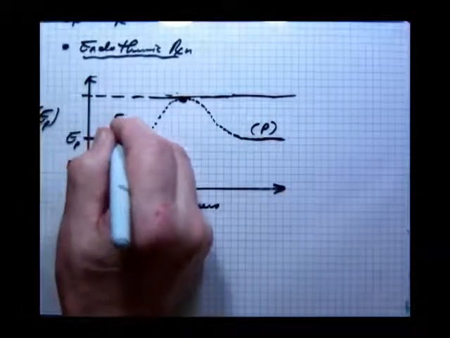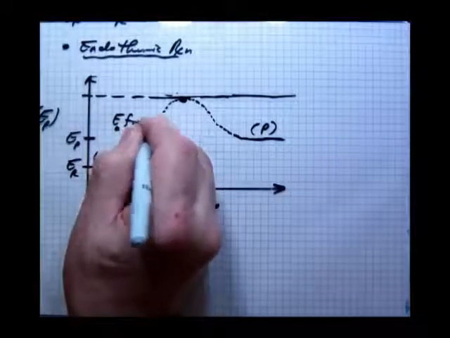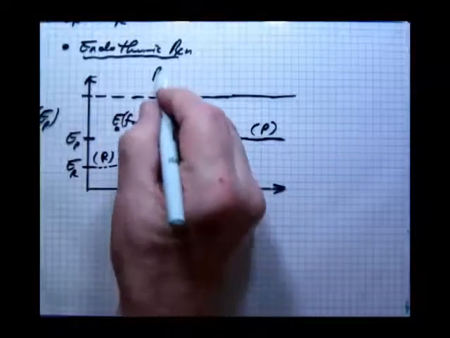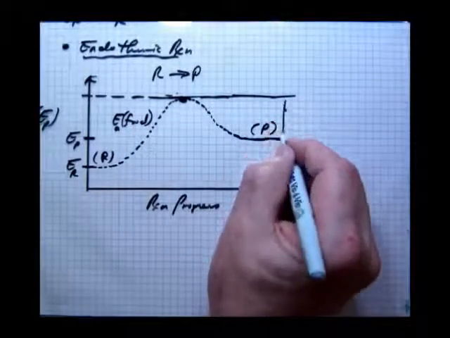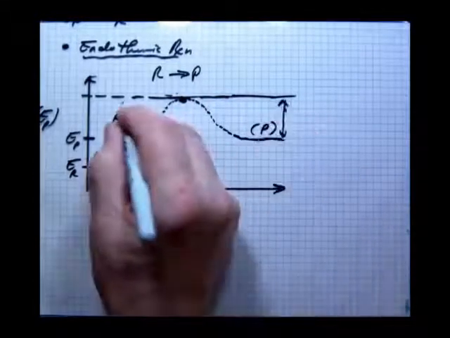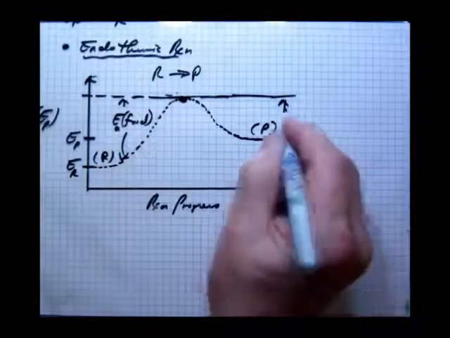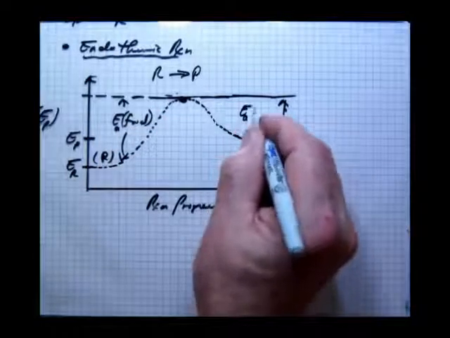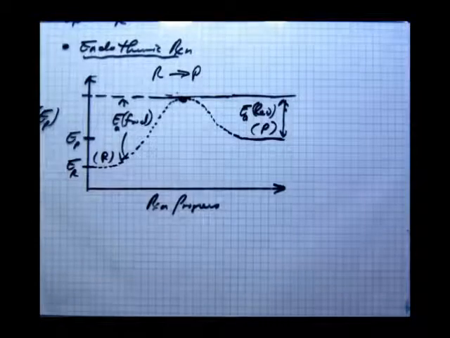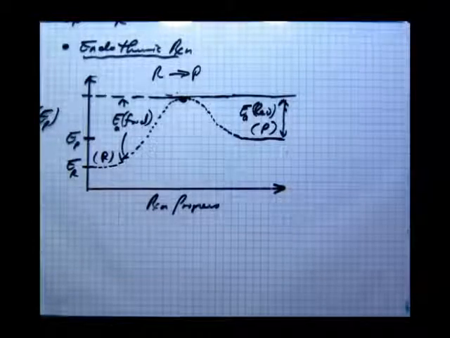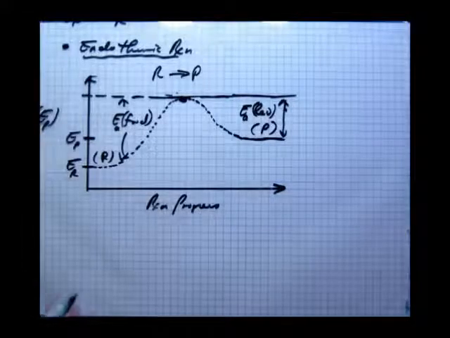This is the EA forward, left to right, reactants going to products. And this distance right here would be EA reverse. You'd have to push the products back up to the complex to break it apart and make the reactants now.